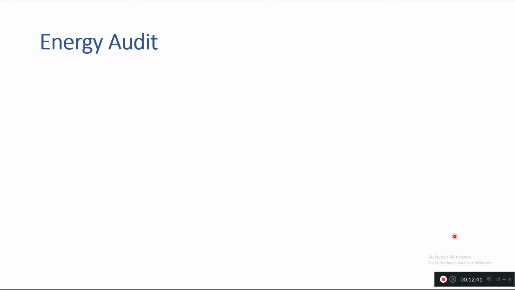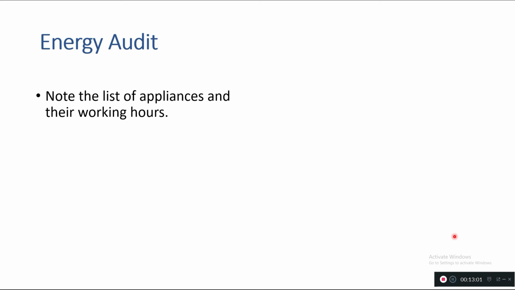So guys, suppose you did all these activities, still you are not getting enough results. It is suggested that at least you conduct an energy audit once or twice a year. So how can you do an energy audit? Don't worry, it is simple. You do not need to hire someone else. So the first thing you need to do is note the list of appliances and their working hours.